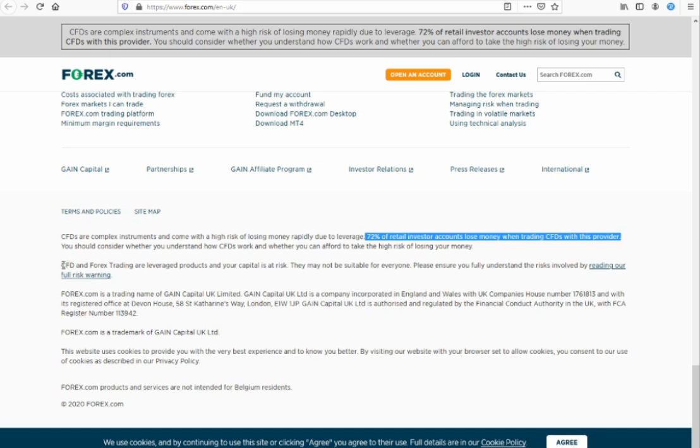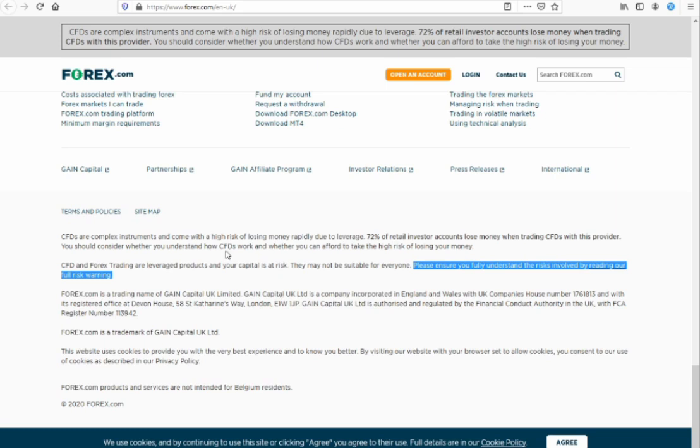So they talk about CFD. Here we go: CFD and Forex trading are leveraged products. I've talked about leverage and what it is, and if leverage is mentioned, it's a CFD. You're not actually buying currency through the traditional foreign exchange markets if you use leverage. You're just buying a position. And here they talk about the risks, right? You've got to read the disclosure. And then this is some other disclosure.